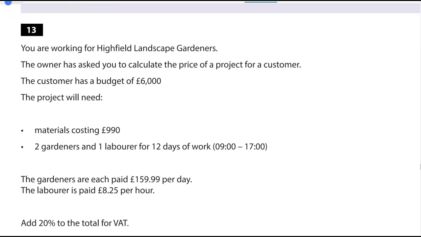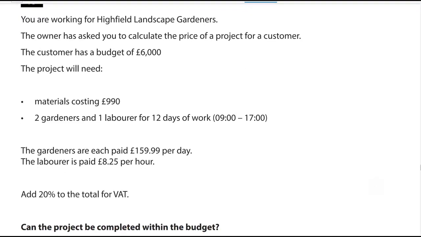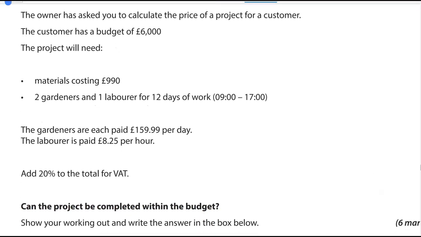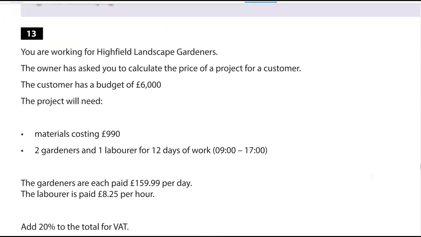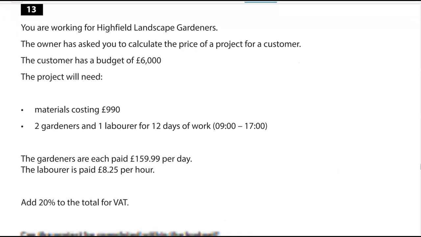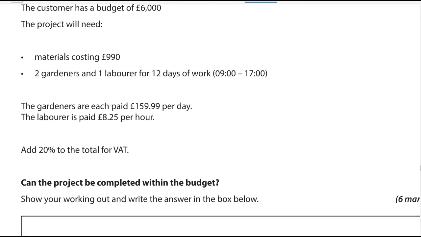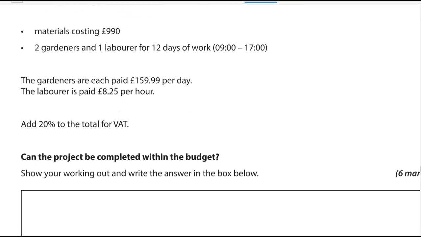Add 20% to the total for VAT. Can the project be completed within the budget? Show your working out and write the answers in the box below. So we've got the materials costing £990.